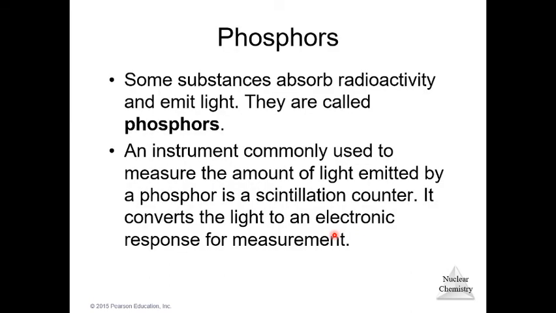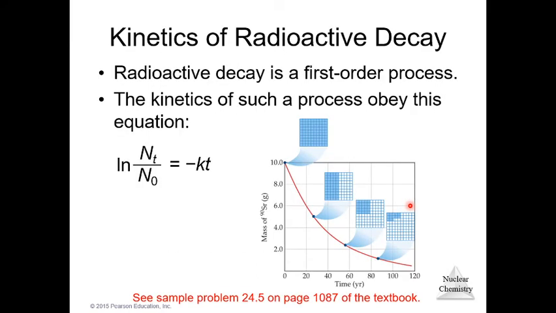Okay, another way we can detect radioactivity is called phosphors. Some substances, when they absorb radioactivity, will emit light. And we can use this property and stick this stuff into an instrument called a scintillation counter to count instances of decay, because these instances of decay will be turned into light, and that's pretty easy to measure. Okay, those are phosphors.